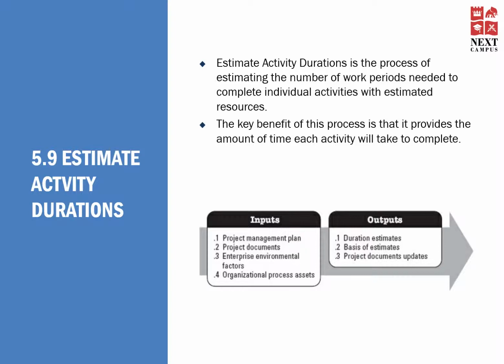Estimate activity durations. Estimate activity duration is the process of estimating the number of work periods needed to complete individual activities with the estimated resources. Now remember, after listing down the activities and arranging them in the right sequence, the next step is to estimate them. The key benefit of this particular process is that it provides the amount of time each activity will take to complete. So it's absolutely needed for you to do a schedule forecast.